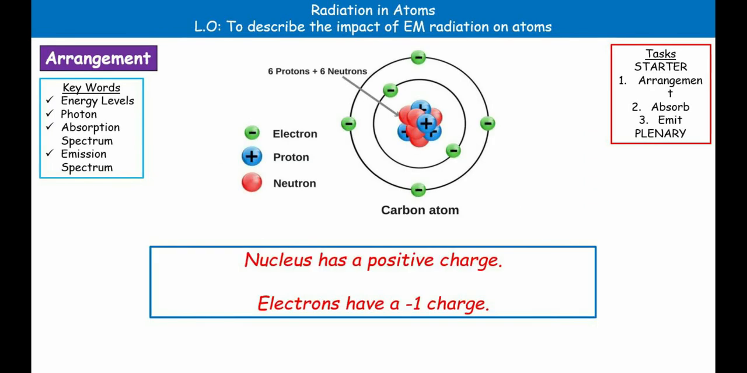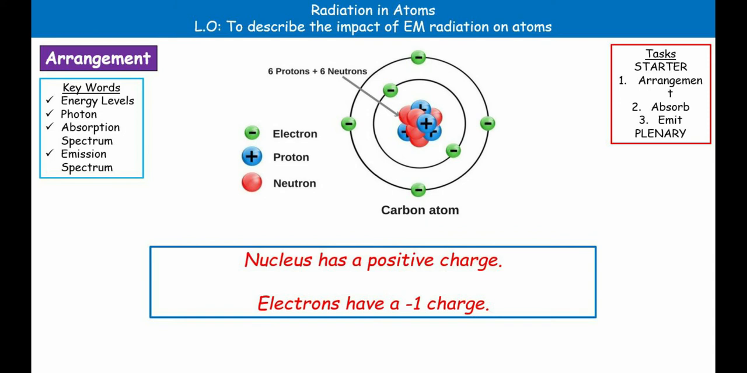I'm hoping that we've got a diagram something like the one at the top of the screen there. In the middle we've got our nucleus, which is made up of the neutrons and the protons, and then around that in those shells we've got the electrons. So give yourself a tick if you got the structure of the atom right.